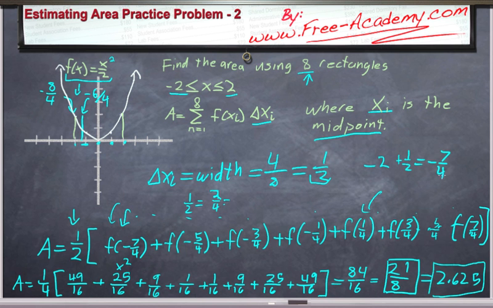And just to give you an idea of how good this estimation is, the exact area underneath it is 2.66 repeating. So we're only off by approximately 0.04, and that's only using 8 rectangles. So sometimes these estimation techniques can be really, really good when it comes to solving for the area problem. So that's this lecture by freeacademy.com. In the next lecture, I'm going to cover how to do this with the trapezoidal approximation, which is even better.